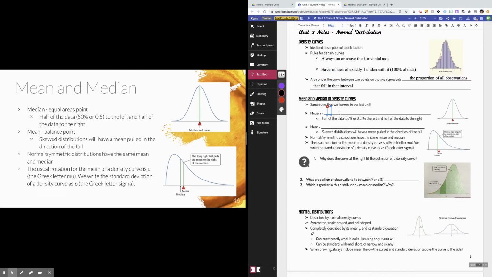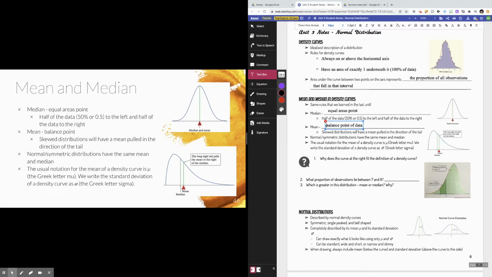Okay, the median is still the equal areas point. Okay, right? It's still the exact middle data point, right? And we're just thinking of it here in terms of area, right? So it's the equal areas point, meaning that half of the data is to the left of the median and half of the data is to the right of the median. So 50% to the left, 50% to the right. Okay. The mean, how we describe the mean is we call it the balance point of the data.